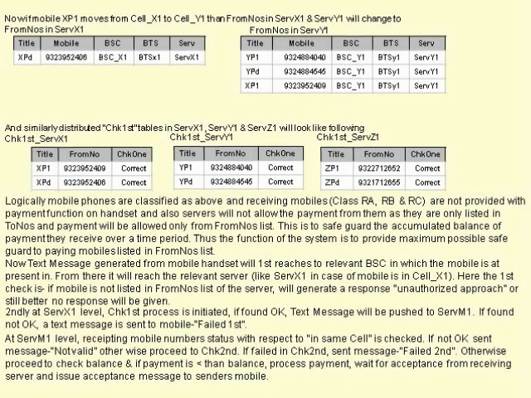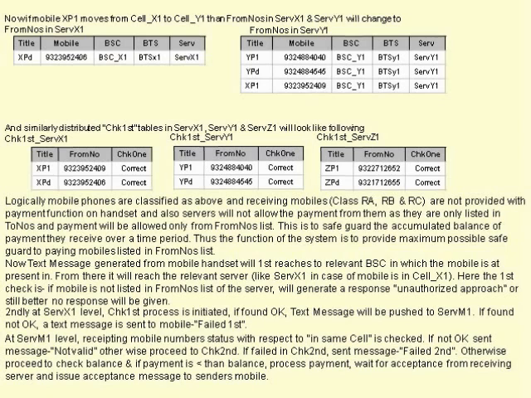Now the text message generated from a mobile handset will first reach the relevant MSC in which the mobile is at present. From there it will reach the relevant server, like Serve X1 in case the mobile is in cell X1. Here the first check is, if the mobile is not listed in the from numbers list of the server, it will generate a response, unauthorized approach, or still better, no response will be given. Secondly, at Serve X1 level, the check first process is initiated. If found OK, the text message will be pushed to Serve M1. If found not OK, a text message is sent to the mobile: failed first.